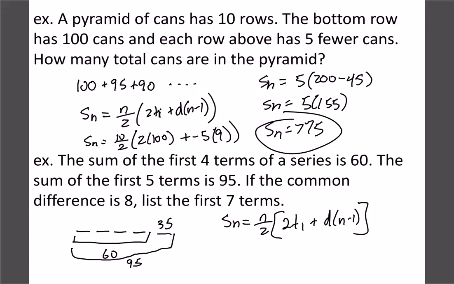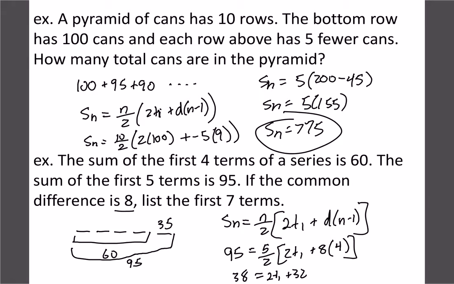And let's see if we plug everything in. We know our sum of our terms is 95. And we know that's 1, 2, 3, 4, 5, so we have 5 terms. We don't know term 1, so let's leave that. And we know our difference is 8. They tell us that in the question. And we have 5 terms, so 5 minus 1 would be 4. So we can simplify this. We'd have 95 divided by 2.5 gives us 38 equals 2t1 plus 32.